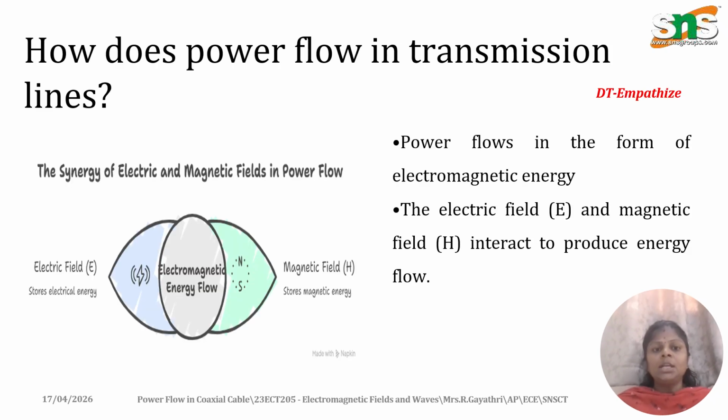Coming to the definition part, how does power flow occur in the transmission line? The power flow occurs in the transmission line in the form of electromagnetic energy. Electromagnetic energy is a combination of electric field and magnetic field, which are perpendicular to each other. When they interact, they produce an energy flow, which is carried in the transmission line. This energy flow is called power flow in the transmission line.